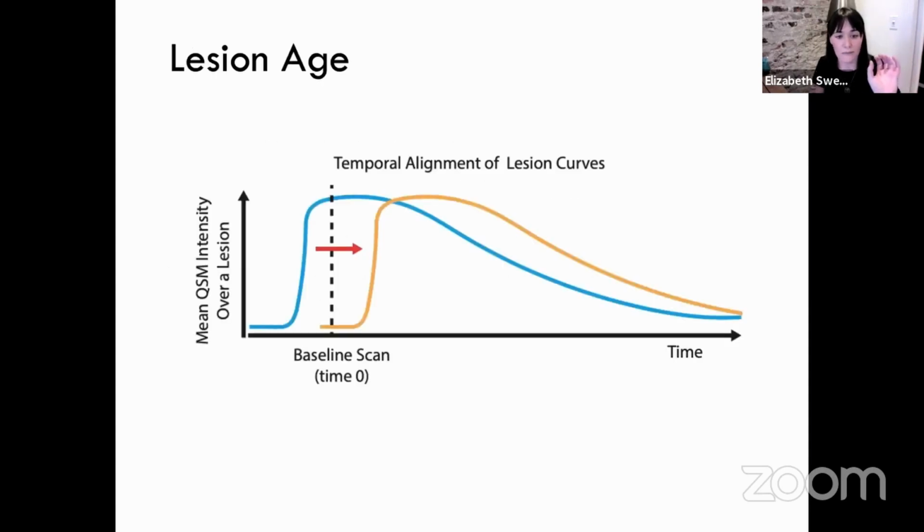And so for lesion age, I want to explain it with this schematic here. Along the x-axis, I have time, and this is mean QSM intensity. Say that this dotted line is the baseline scan for two patients. I might have a patient who is in their chronic active stage at baseline versus another patient whose lesion has just formed at baseline. And so you can see that these data are temporally misaligned. So we worked on both cross-sectional and longitudinal methods for estimating the age of these multiple sclerosis lesions.